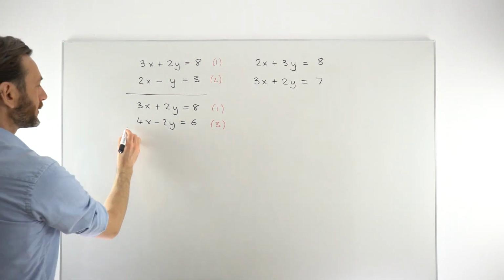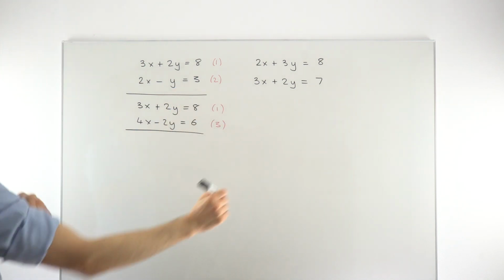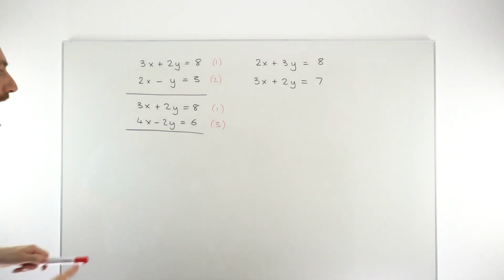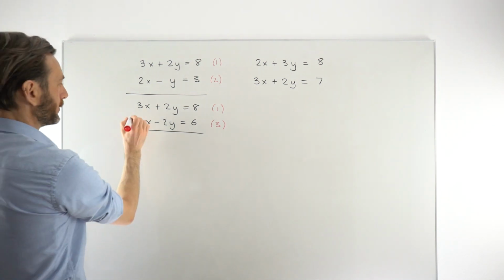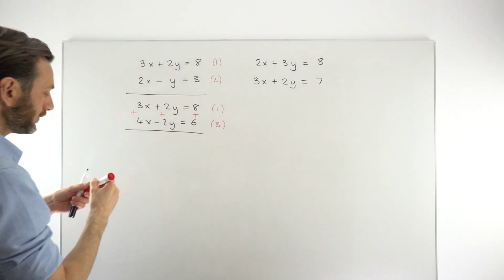At this point we've got our y coefficients matched up, they're both 2's. We want to eliminate those because we've got a plus and a minus. That means we're going to add them together. That's what's going to make them go to 0, so we're basically adding all of these columns.